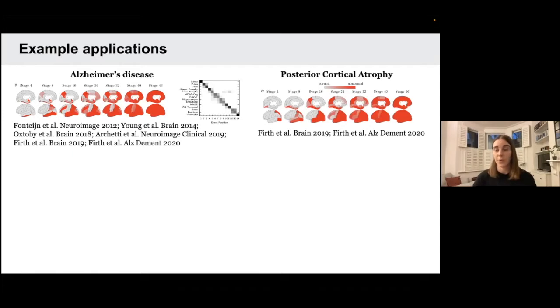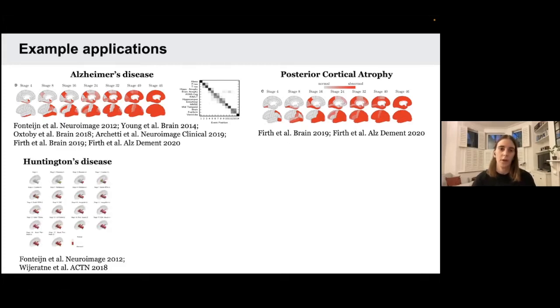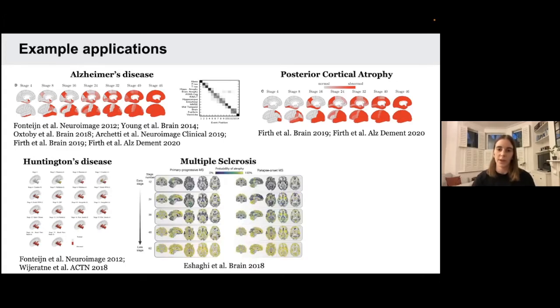The event-based model has also been used in posterior cortical atrophy, where it's been used to look at both imaging data and cognitive test scores and how they evolve with disease progression. It's also been used in Huntington's disease, where it's been used to look at the progression of regional atrophy. And then in multiple sclerosis, the event-based model has been used to look at the progression of gray matter atrophy and its association with disability.